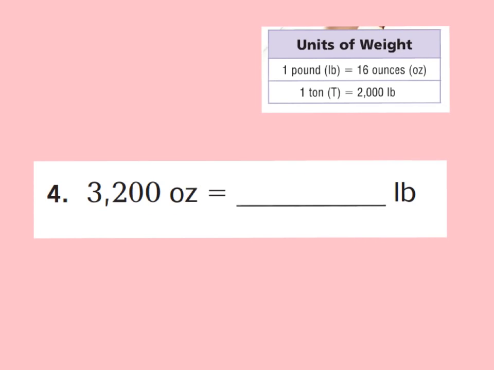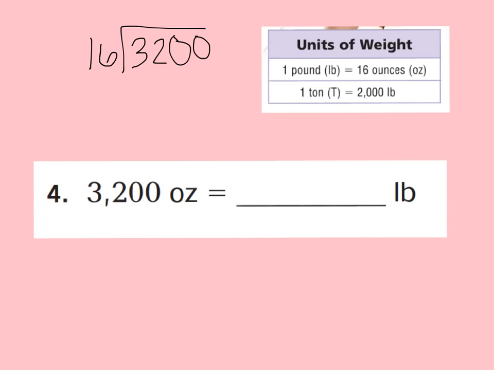Now for question number 4, it says 3,200 ounces equals how many pounds? Remember, ounces are small units and pounds are larger. So you're going to divide to get to your pounds because you're going to have less of these. So let's look at what we know. If we know 1 pound has 16 ounces, then 3,200 ounces needs to be divided by 16.